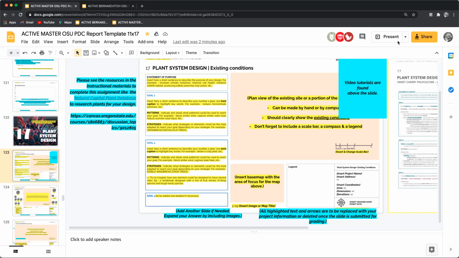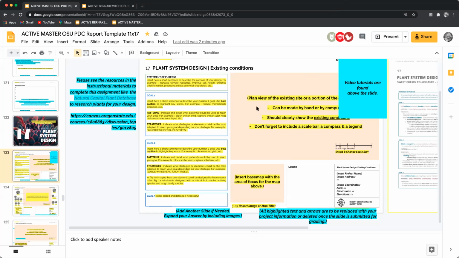So if goal one is to reduce microclimate extremes, a pattern might be to capture solar radiation, to block wind, to shelter. There could be a number of major patterns, and those strategies could be a windbreak or deciduous trees. The actual strategy itself or the elements.